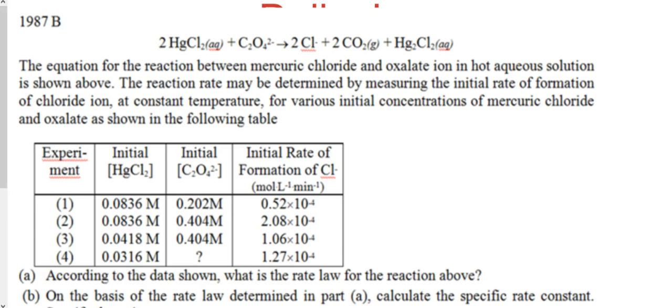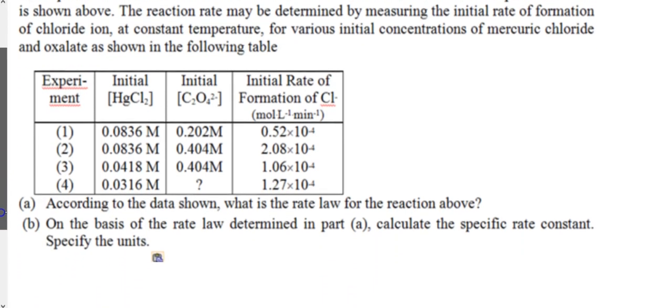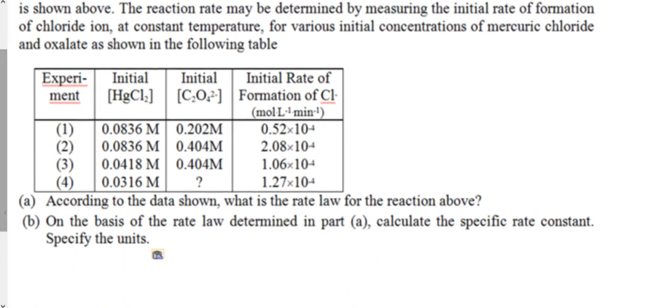You have experiments 1, 2, and 3. It says, according to the data shown, what is the rate law of the reaction above? On the basis of the rate law, calculate the rate constant and specify the units. I'll give you 5 minutes. See if you can execute that. Do you need the table bigger, or is it good enough? Okay. Give that a shot.